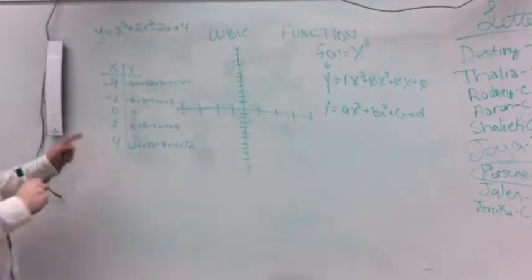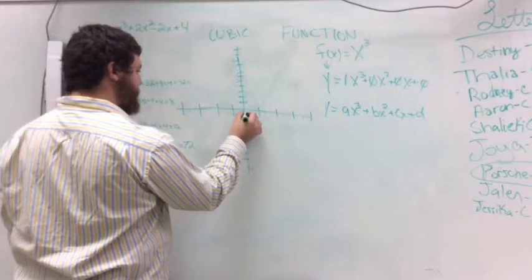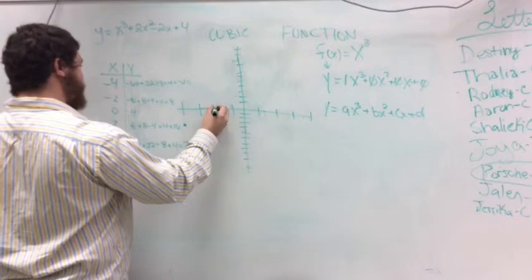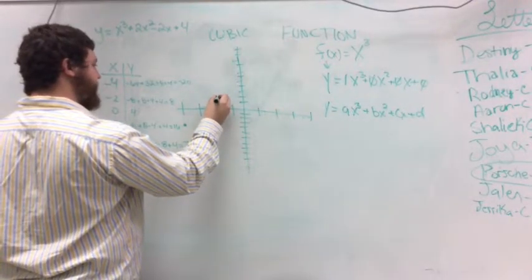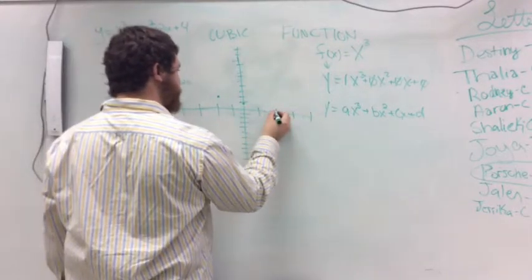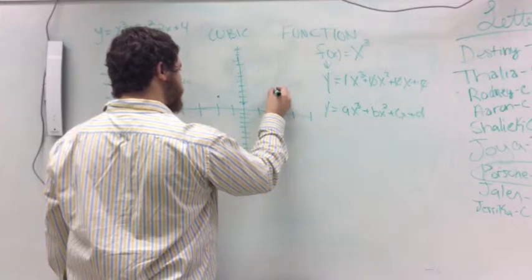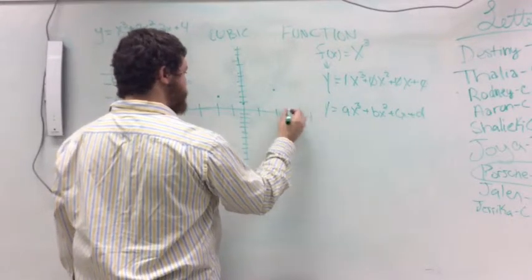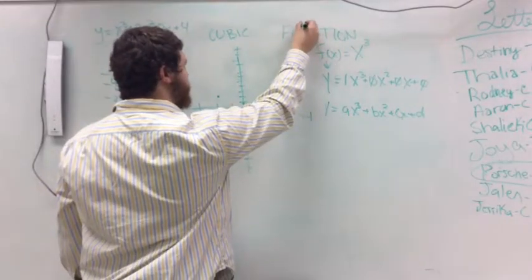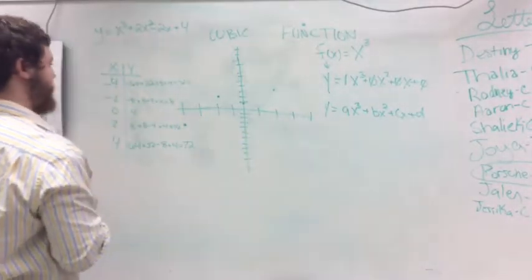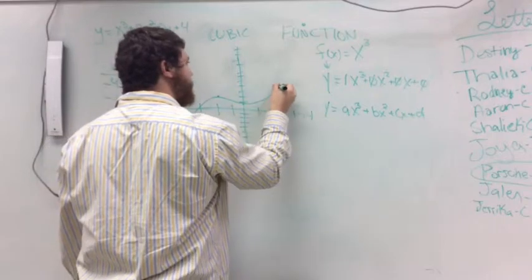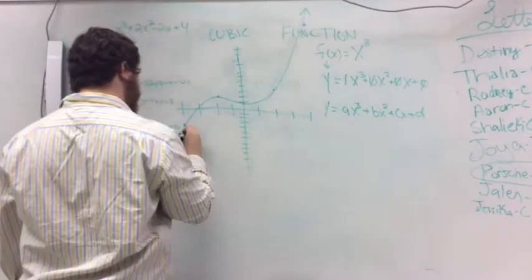Let's graph that. So negative 4, I'm at negative 20. So 5, 10, 15, 20. At negative 2, I'm at 8. So right there. At 0, I'm at 4. At 2, I'm at 16. And at 4, I'm at 72. So 5, 10, 15, 20, 25, 30, 35, 40, 45, 50, 55. So I'm like way up here. Okay, so look, when I connect my dots, what do I get? That really, really cool guy.